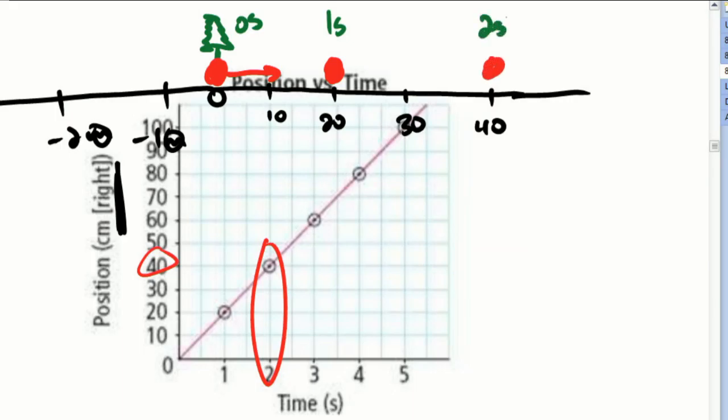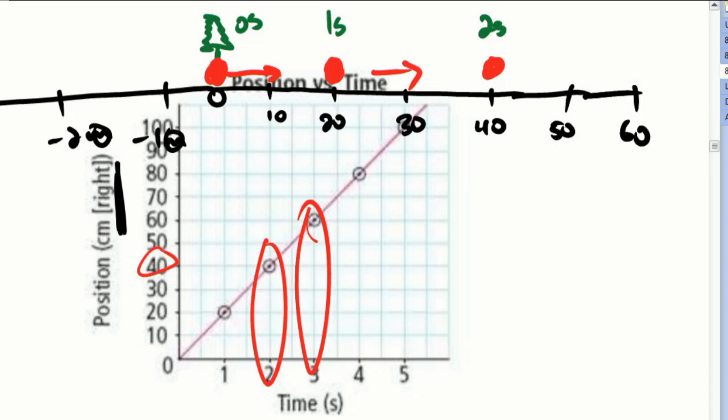So this is 2 seconds. And that's just going to continue. The ball is just going to keep going. At 3 seconds, it's going to be 60 meters. So if I had another point out here, there's 50, there's 60. Draw the red ball over here. And that would be at 3 seconds. So the ball is just moving to the right. That's what the positive slope is indicating.